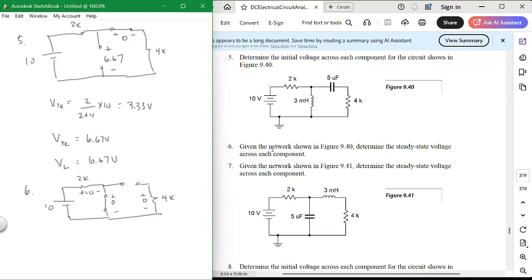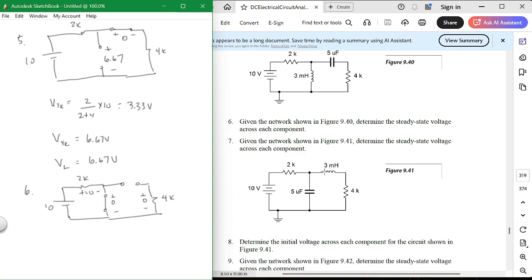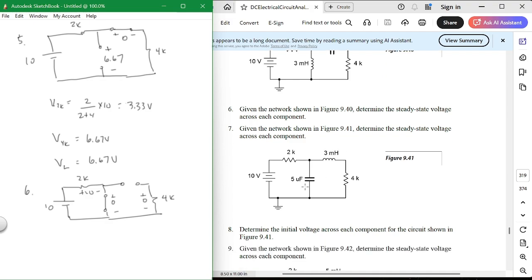No problem. Given the network of 941, determine the steady state voltage across each component. Steady state voltage across each component here is what?